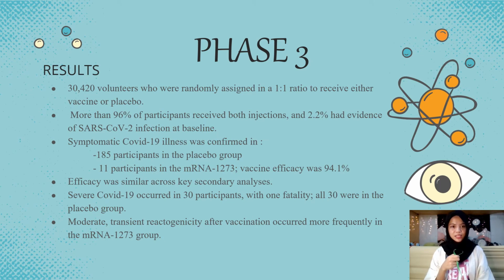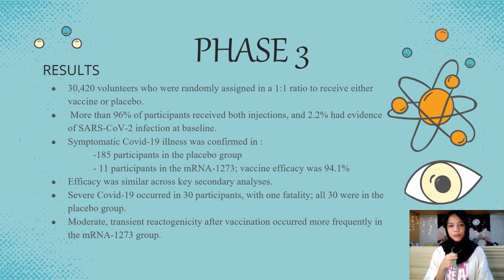For the phase 3 results, 30,420 volunteers were randomly assigned in a 1:1 ratio to receive either vaccine or placebo. More than 96% of participants received both injections, and 2.2% had evidence of SARS-CoV-2 infection at baseline. Symptomatic COVID-19 illness was confirmed in 185 participants in the placebo group and in 11 participants in the mRNA-1273 group. Vaccine efficacy was 94.1%.